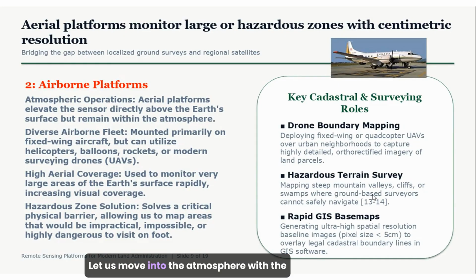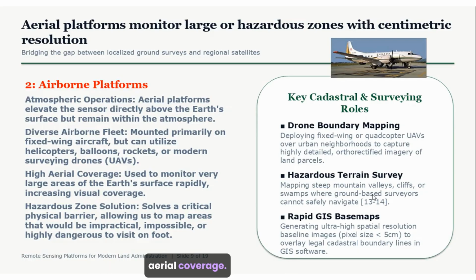Let us move into the atmosphere with the second, the aerial platforms. This tier includes traditional fixed-wing aircraft, helicopters, balloons, and crucially today, automated surveying drones. These systems elevate our sensors above the Earth to dramatically increase the aerial coverage.